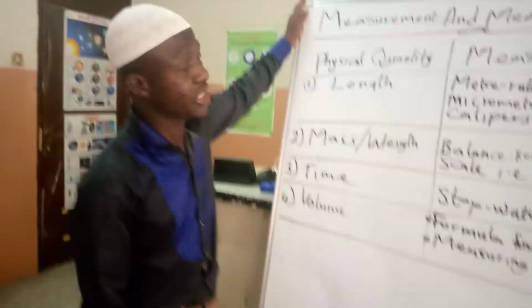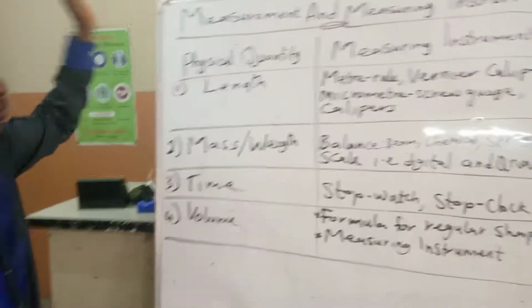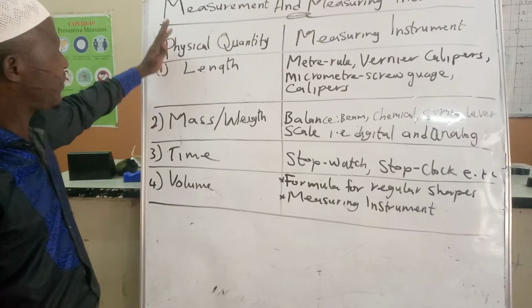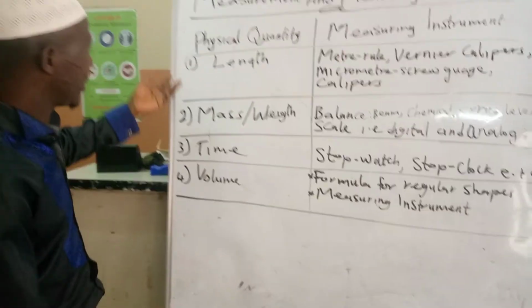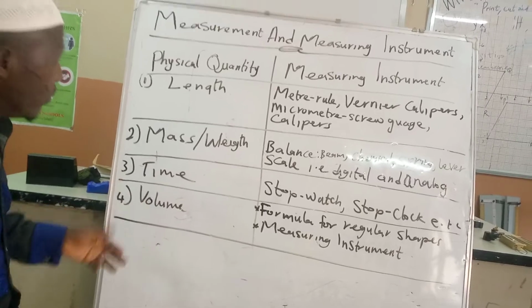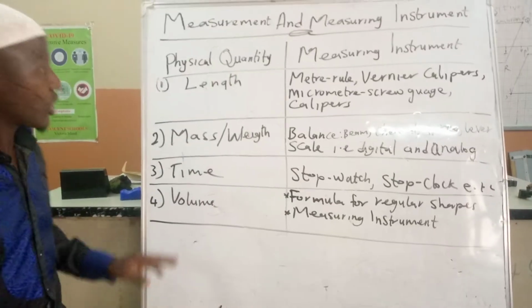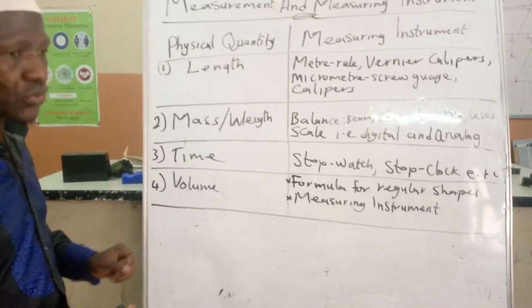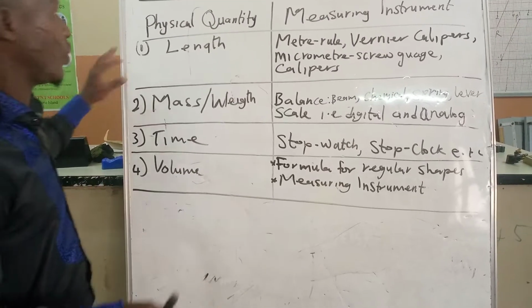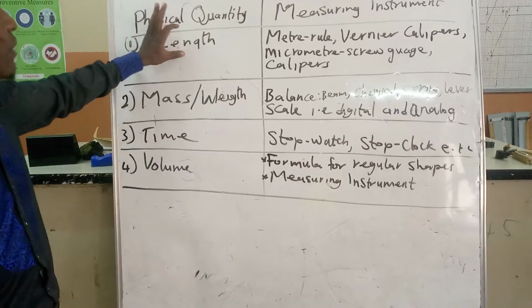Measurement and measuring instruments will serve as completion of our previous topic on fundamental and derived quantities. Some of the physical quantities we mentioned in the laboratory are length, mass, weight, time, and volume. To measure all these, you cannot just say, let me go and take any instrument. The instrument you are going to use depends on what you want to measure. Let's take, for instance, you want to measure length.